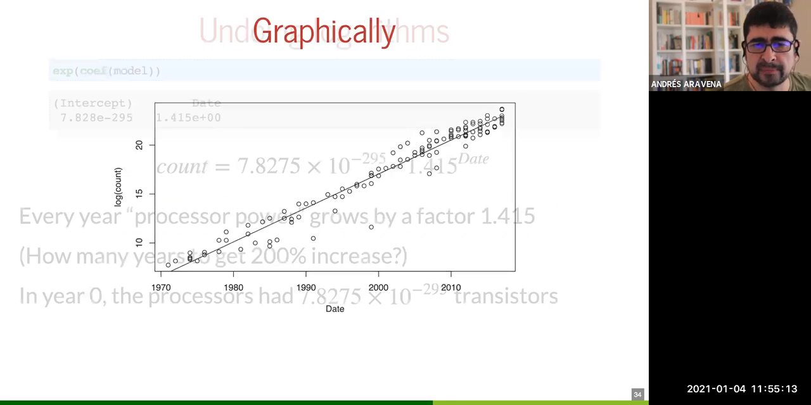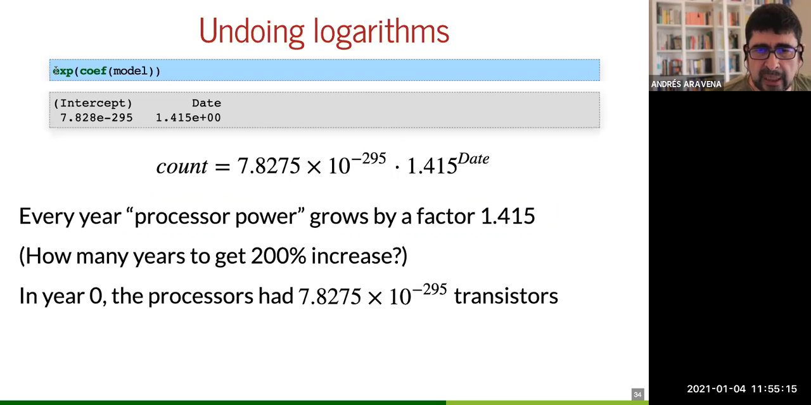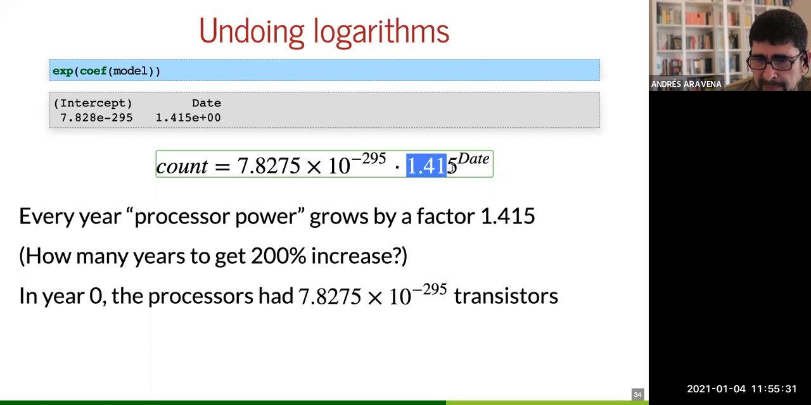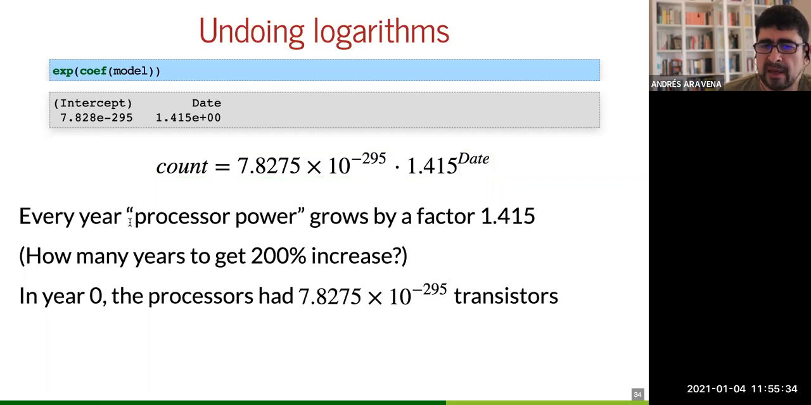But if you take the exponent of the coefficient, this is new. Well, we did it before, no? Now we have two numbers, the intercept that multiplies this number, and this is the interesting number. Every year, the processing power grows by a factor of 1.4, 40%, 41%. Okay, this is the result.